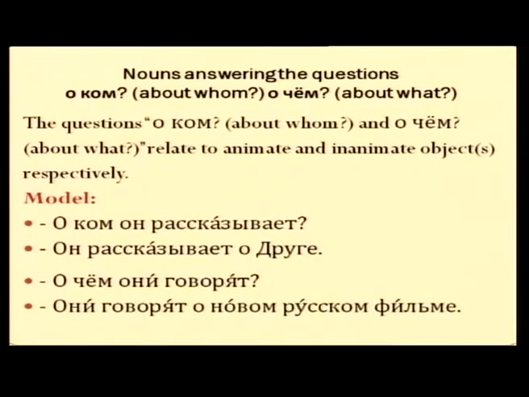Here the distinction is that whenever a question is asked for о ком, we use animate nouns, like in the first example we have seen. We can use the verb рассказывать. О ком он рассказывает? Он рассказывает о друге. And accordingly, when we have used о чём, we have used: они говорят о новом русском фильме. Accordingly, we will go to the next slide now.